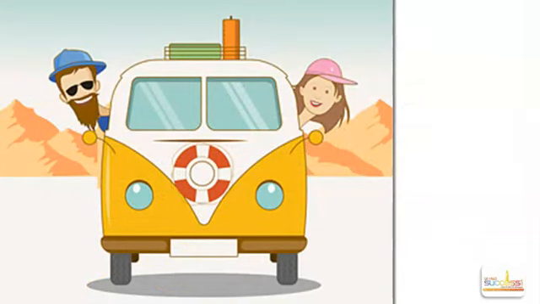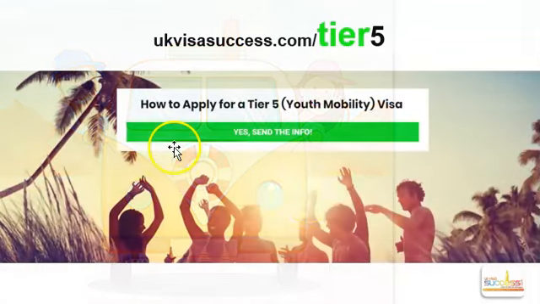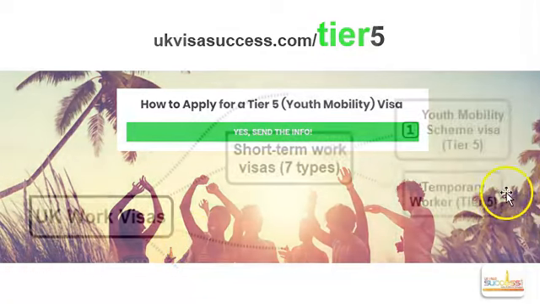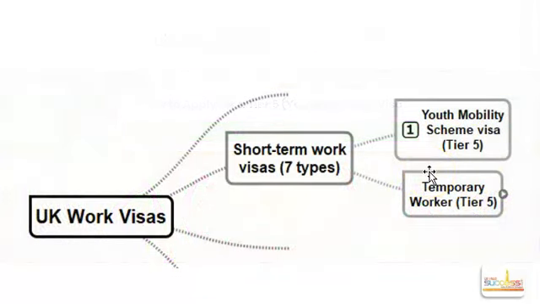The requirements are pretty straightforward. First of all, you'll need to be from a participating country, and secondly, you will need to be aged between 18 and 30. And I can email you a list of participating countries and also links to the application form and some other useful information if you request it at ukvisasuccess.com/tier 5.